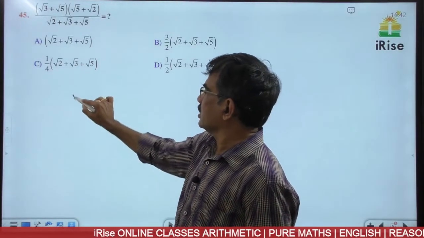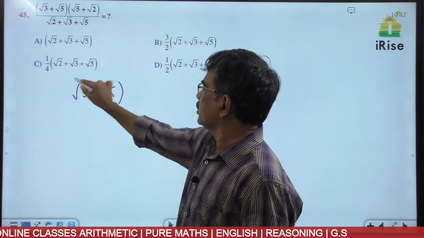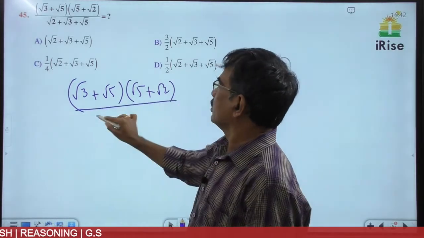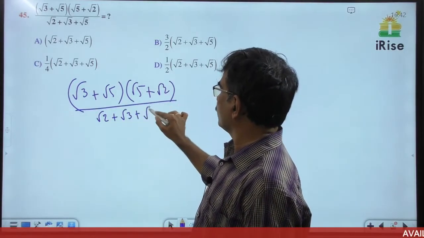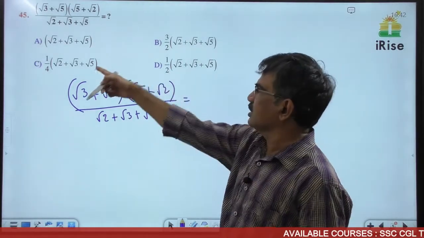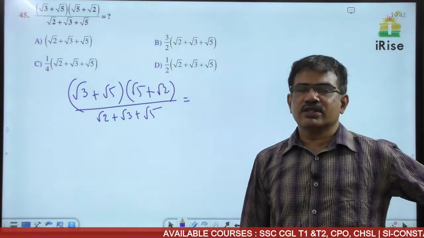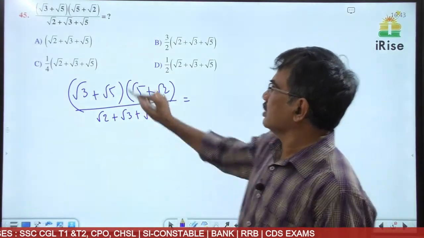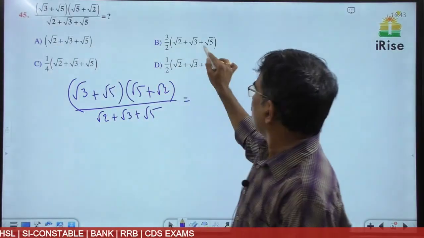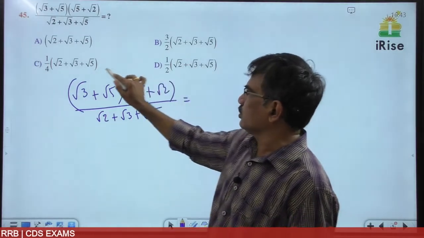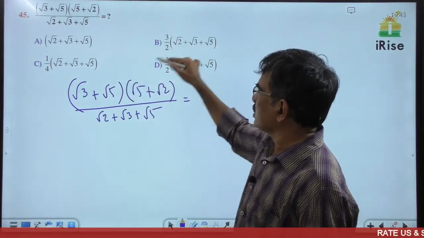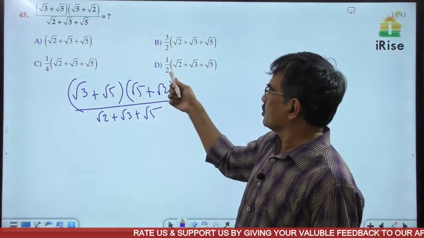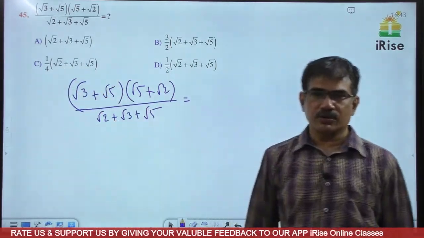See the question, this is nothing but root 3 plus root 5 into root 5 plus root 2, by root 2 plus root 3 plus root 5, is equal to how much? See the options, it gives a very simple method to get the answer. In all these, root 3 plus root 5 plus root 2 is the same, only the constant before this is different. This is multiplied by 1, this by 3 by 2, this by 1 by 2, this by 1 by 4.